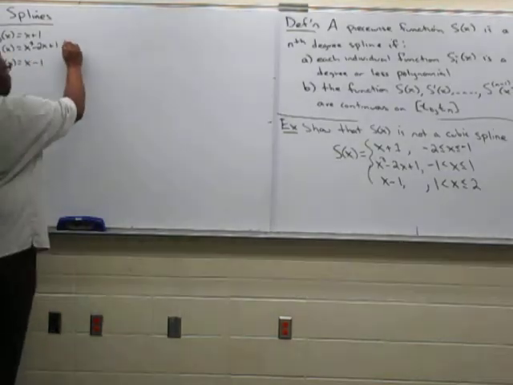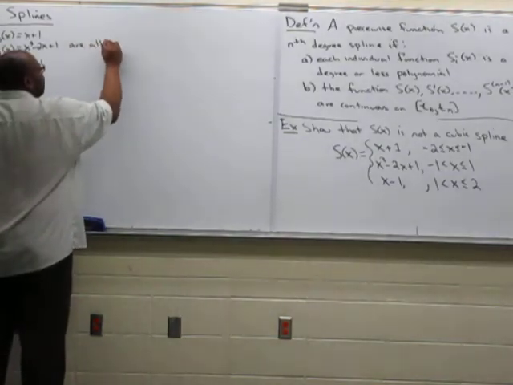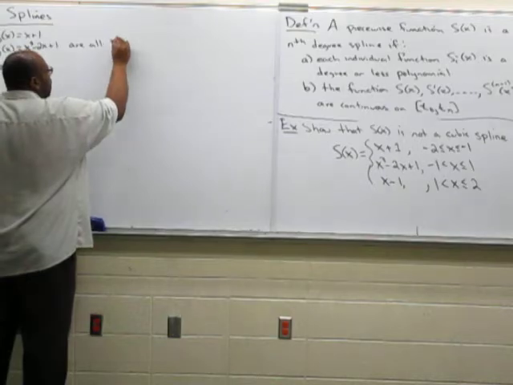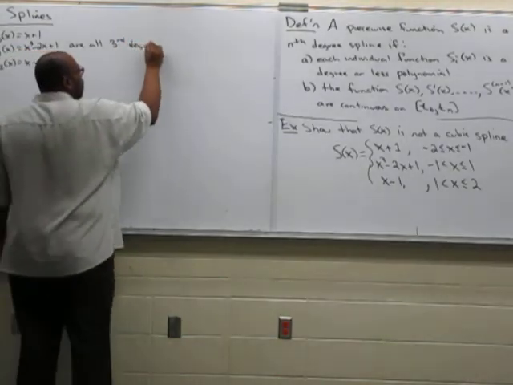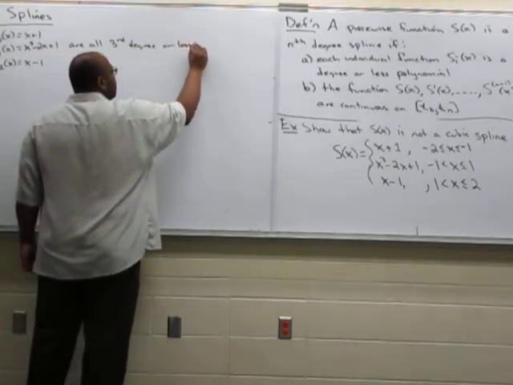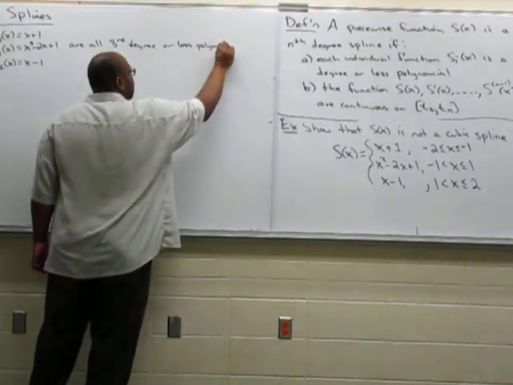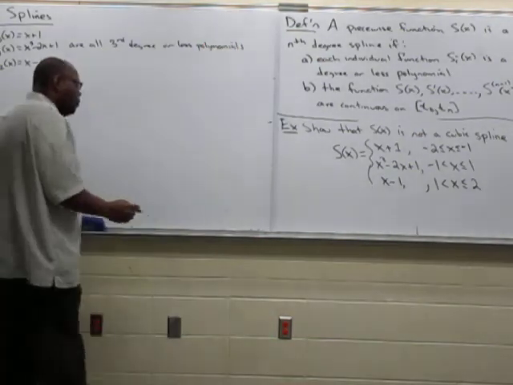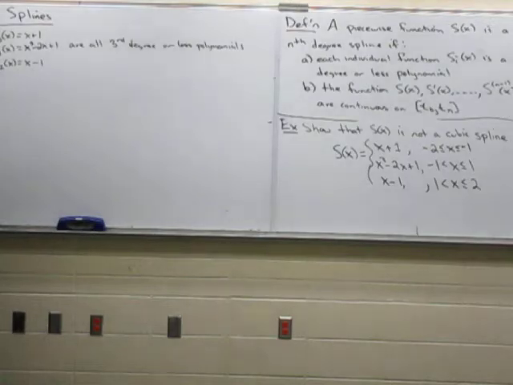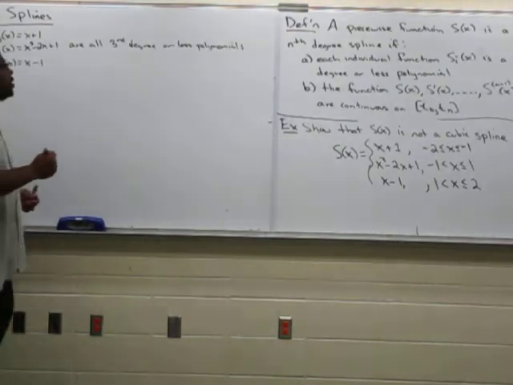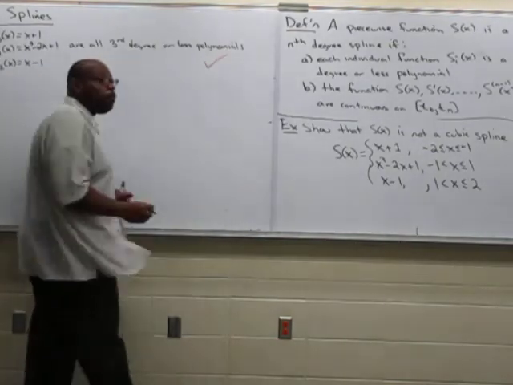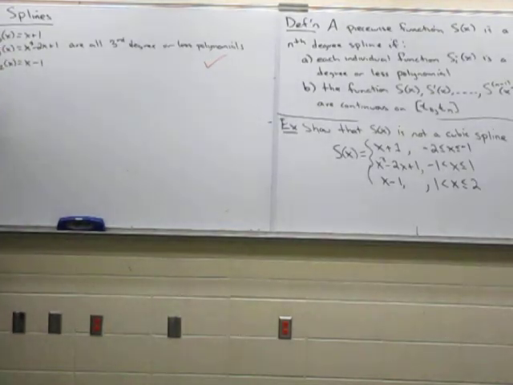And these are all third degree or less polynomials. So there's no issue at all with letter A. This is a check. No problem with that. Each one of these functions is a third degree or less polynomial. This is a first, this is a third. Okay? No issues there.